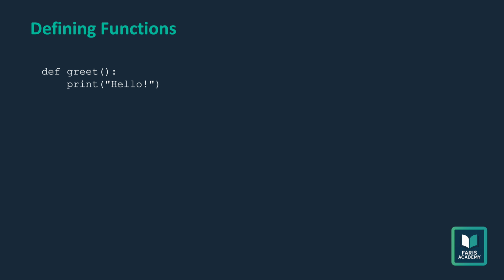Defining functions. To define a function, use the def keyword, followed by the function name and parentheses. Add a colon and indent the block to write what the function does.